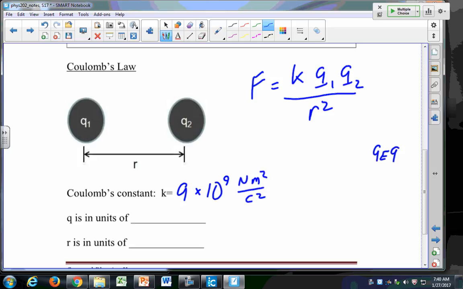Q is in units of coulombs. That's our SI unit for charge, capital C. And then r is in units of meters, which is our SI unit. r is just the distance. It's not a radius of the charge. It's just our distance between our two charges.